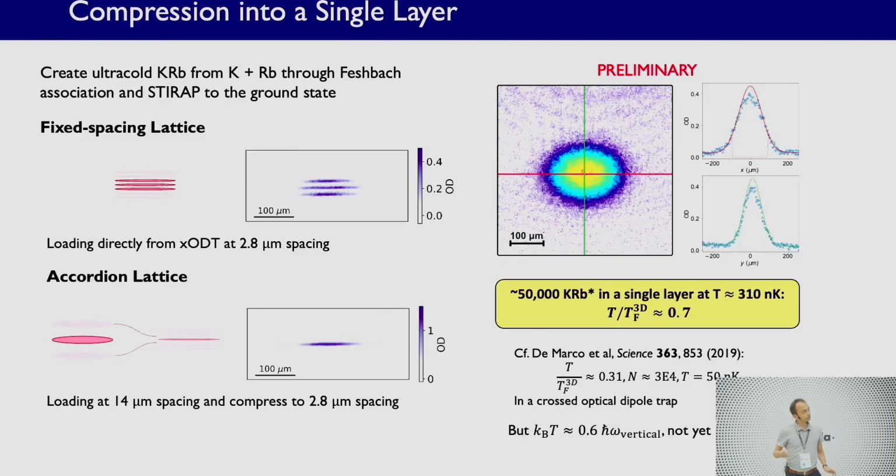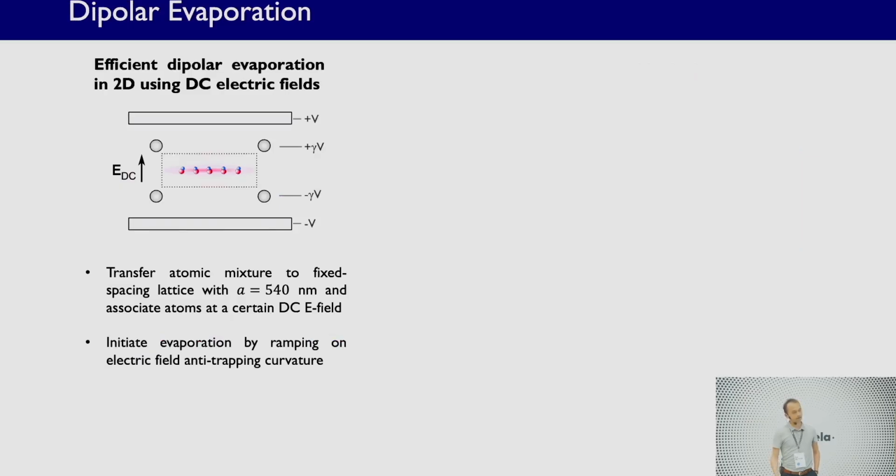But the thing is, we're not fully 2D yet, because the temperature is about 0.6 ħω vertical. So we need to compress a little bit further. And that's why we load into this fixed spacing lattice with 540 nanometer spacing. And then we can generate the molecules there. So we do this loading of the vertical lattice, this fixed spacing lattice, again on the atomic mixture.